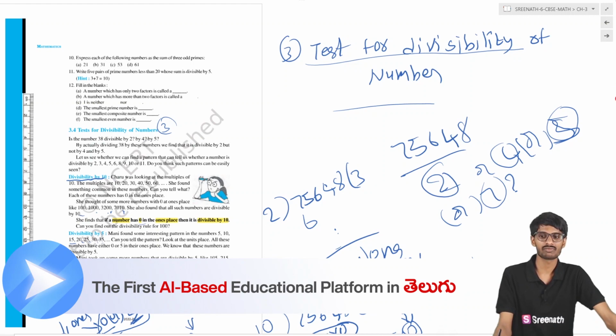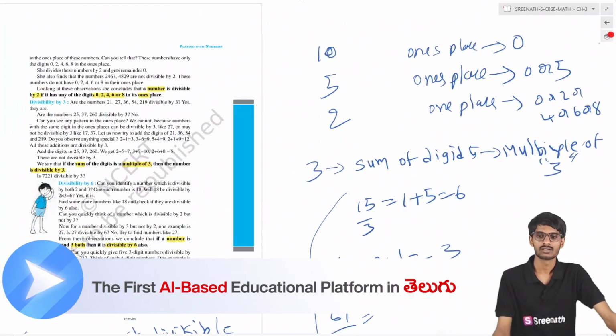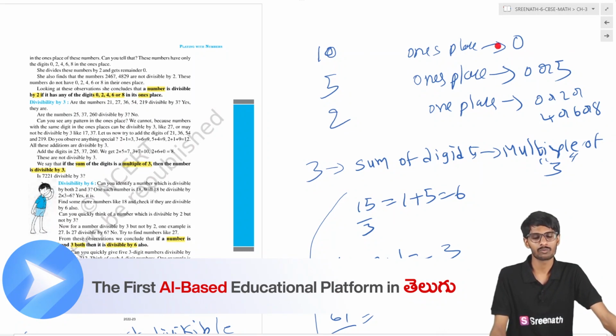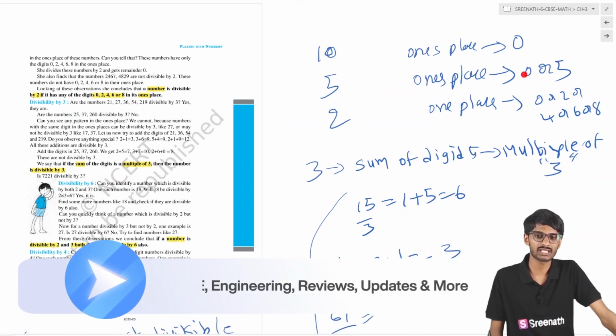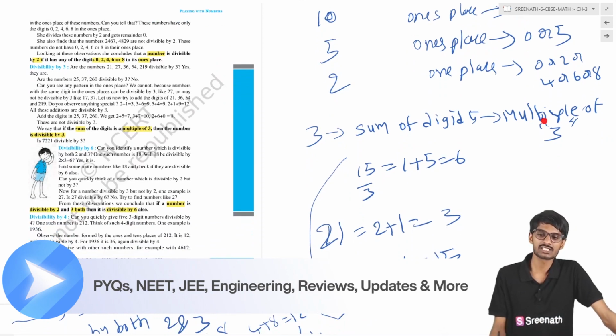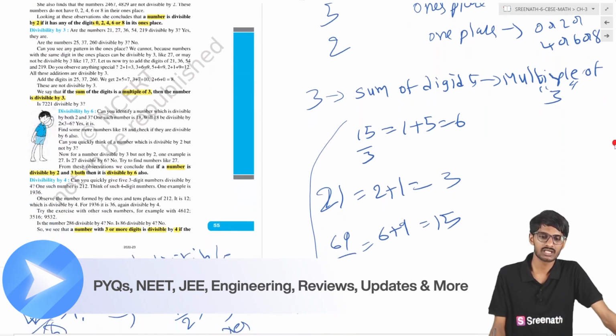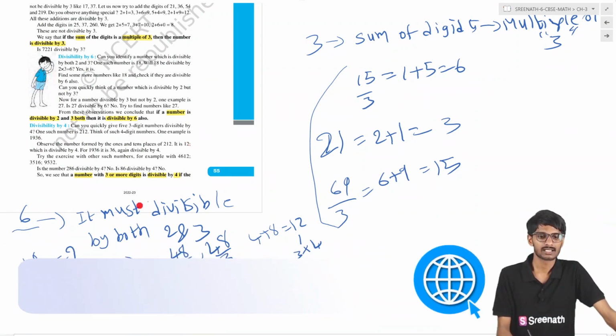Next are the tests for divisibility of numbers. For 10, we must have 0 in the ones place. To divide by 5, it must have 0 or 5 in the ones place. To divide by 2, it must have 0, 2, 4, 6, 8 in the ones place. To divide by 3, the sum of the digits must be a multiple of 3. To divide by 6, the number must be divisible by 2 and 3.